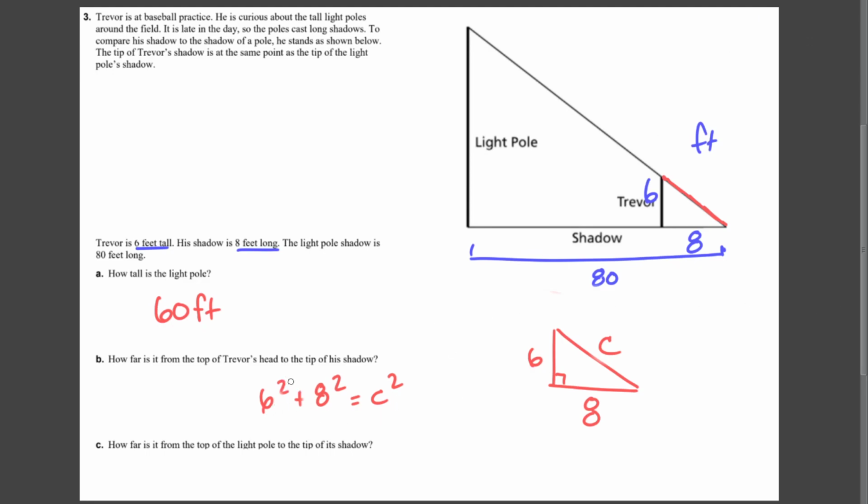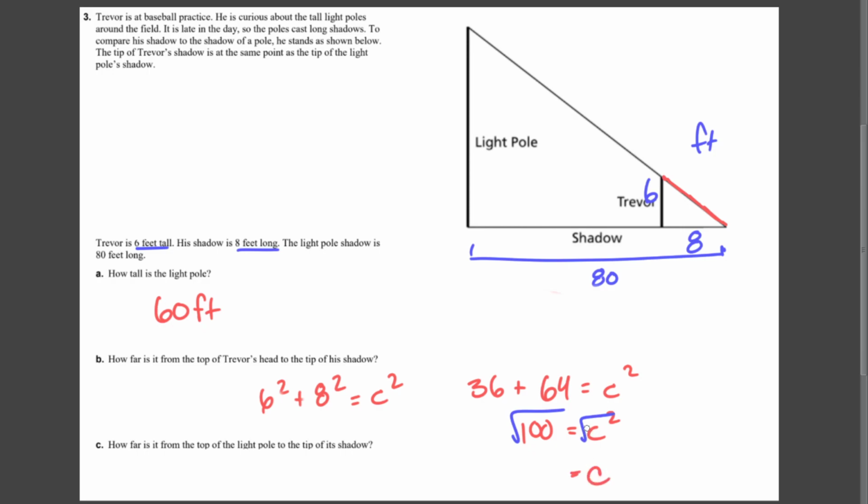From this point, you're going to simplify these two, add them together, and at the very end you will have to take the square root. So let's go through that all together. 6 squared is going to give us 36. 8 squared is going to give me 64, is equal to c squared. 36 plus 64 gives me 100, is equal to c squared. I have to take the square root of both sides, which means I'm left with regular c, because the square root cancels out the square. So c is equal to the square root of 100, which is 10. So c is equal to 10 feet. Don't forget the feet part.